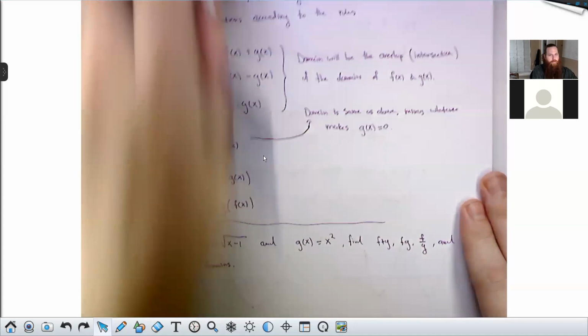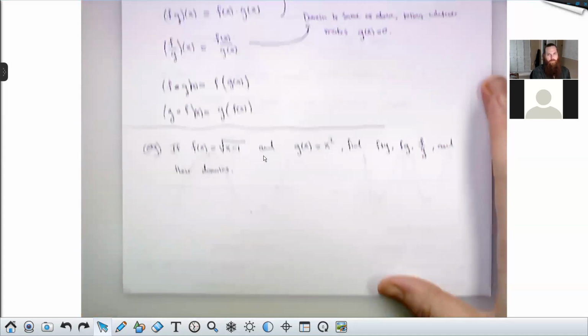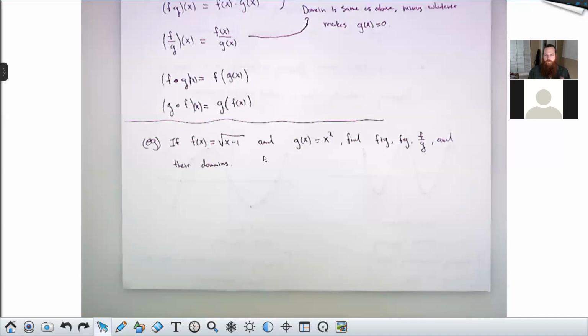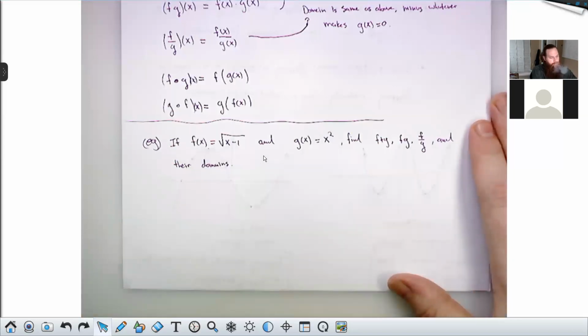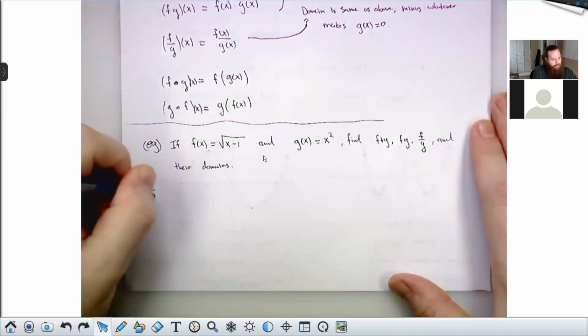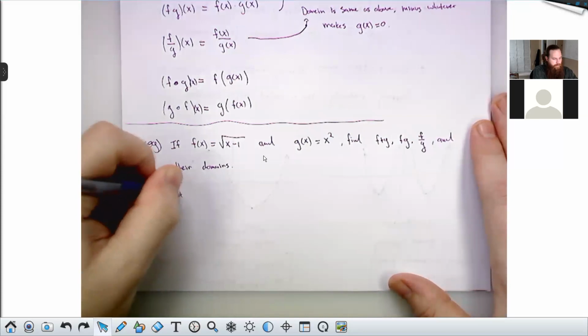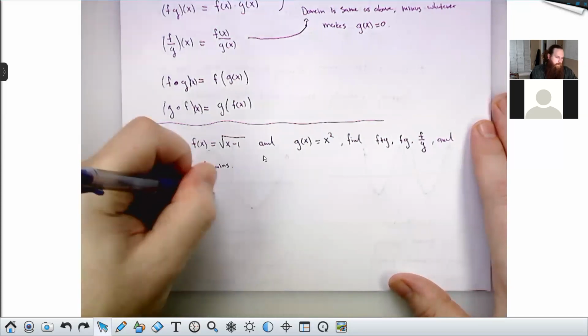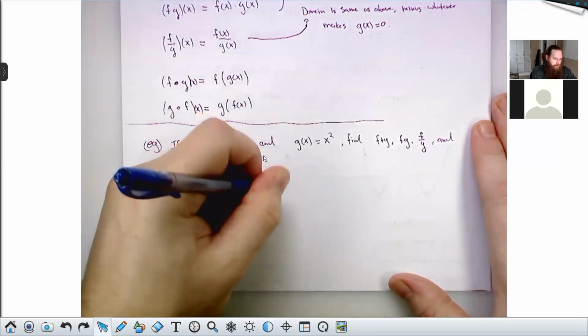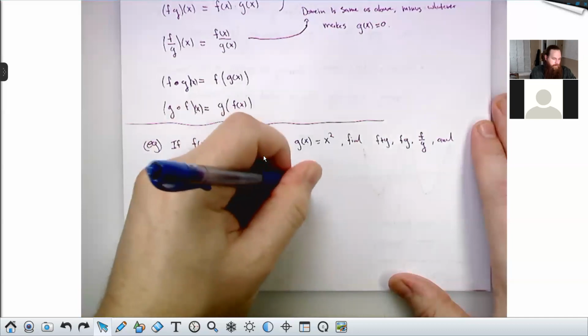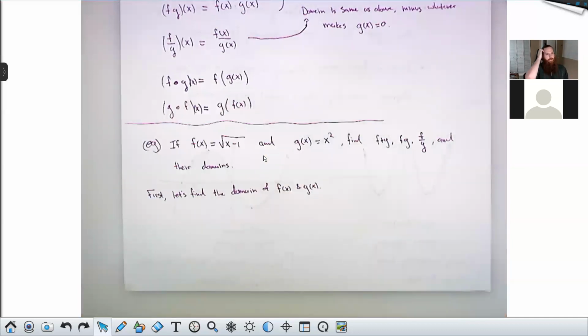So you're going to have a few problems like this in your homework this week, where I give you a couple functions and then I ask you to combine them in a certain way and tell me the corresponding domains. It's worth starting by finding the domain of f and g on their own. Let's find the domains of the original functions.